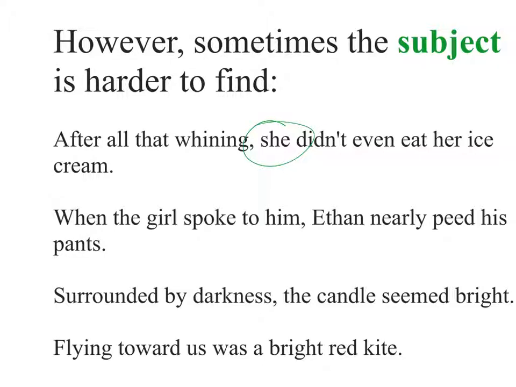Next one. When the girl spoke to him, Ethan nearly peed his pants. Ethan is the subject. Surrounded by darkness, the candle seemed bright. The candle is what the sentence is about. And then finally, flying toward us was a bright red kite. Well, what was flying toward you? A bright red kite was. So a bright red kite, coming at the very end of the sentence, is the subject.